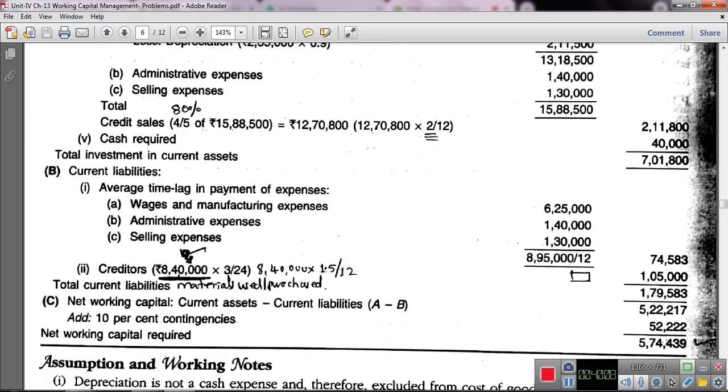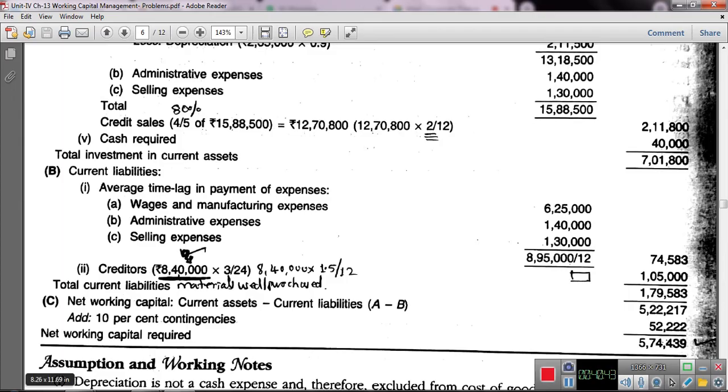So there are two liabilities. If we add them, 74,583 plus 1,05,000, the total is 1,79,583, the total current liabilities. So the third step is net working capital is equal to current assets minus current liabilities. That is, current assets 7,01,800 minus current liabilities 1,79,583.